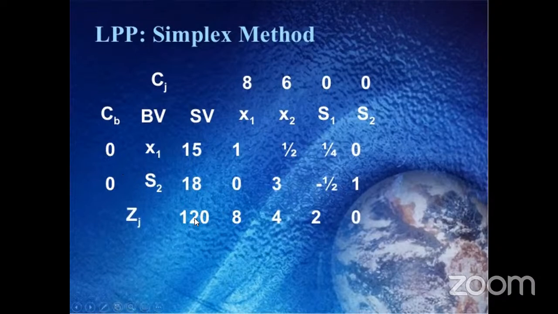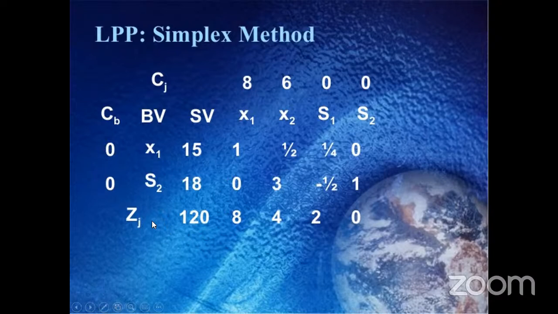8 into 15 is 120. 8 into 1 is 8, because the 0 part, if you multiply and add, you'll be getting the same thing, 0 only. So 8 into 1 by 2 is 4. 8 into 1 by 4 is 2. 8 into 0 is 0. This is the new values of Zj. Here by mistake, it is printed as 0 only, but in the place of CB first row, it must be 8. Like S1 is replaced with X1, the 0 is replaced with 8. Multiply, and you'll be getting Zj.